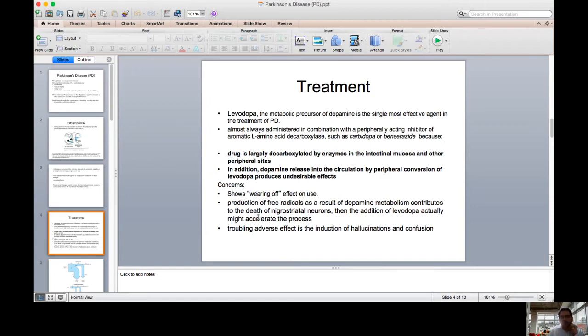Production of free radicals as a result of dopamine metabolism contributes to the death of nigrostriatal neurons. The addition of levodopa actually might accelerate the process, the point which we discussed right now. The troubling adverse effects which are again seen are hallucinations and confusion.